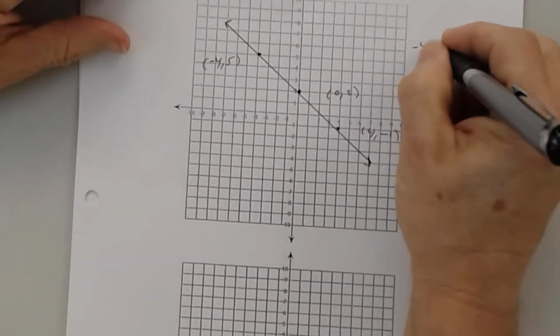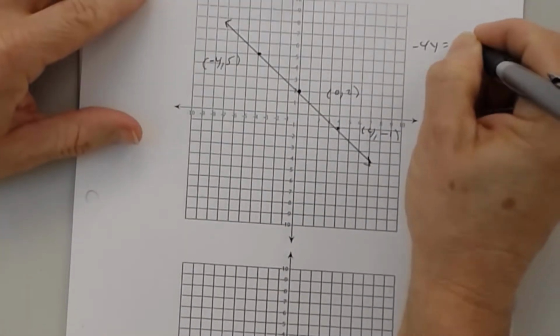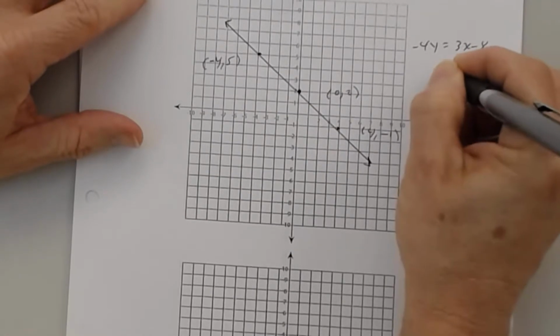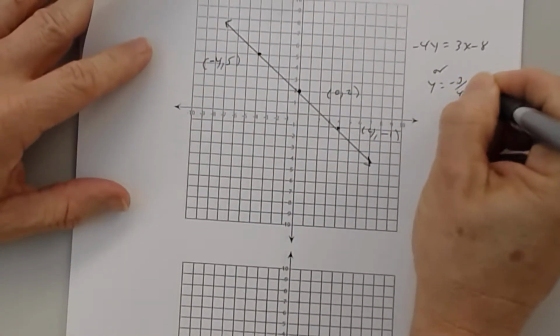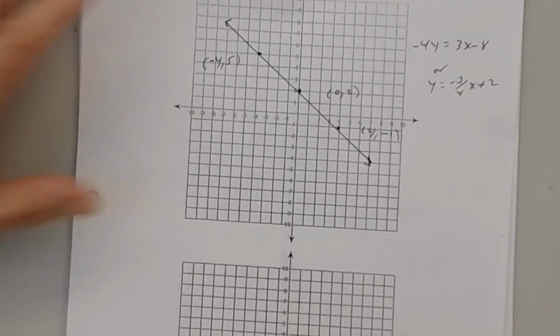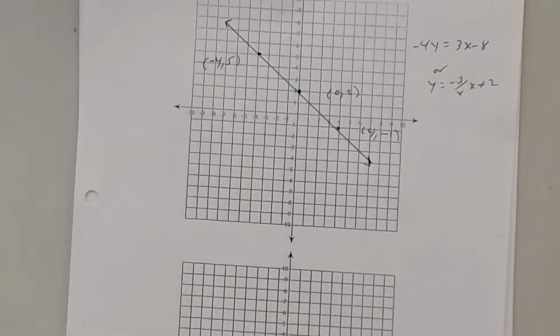Negative 4y equals 3x minus 8. Or you could have just said y equals negative 3/4 x plus 2. Right, so that's that line. All right? So that's some of the stuff that we did last class period.